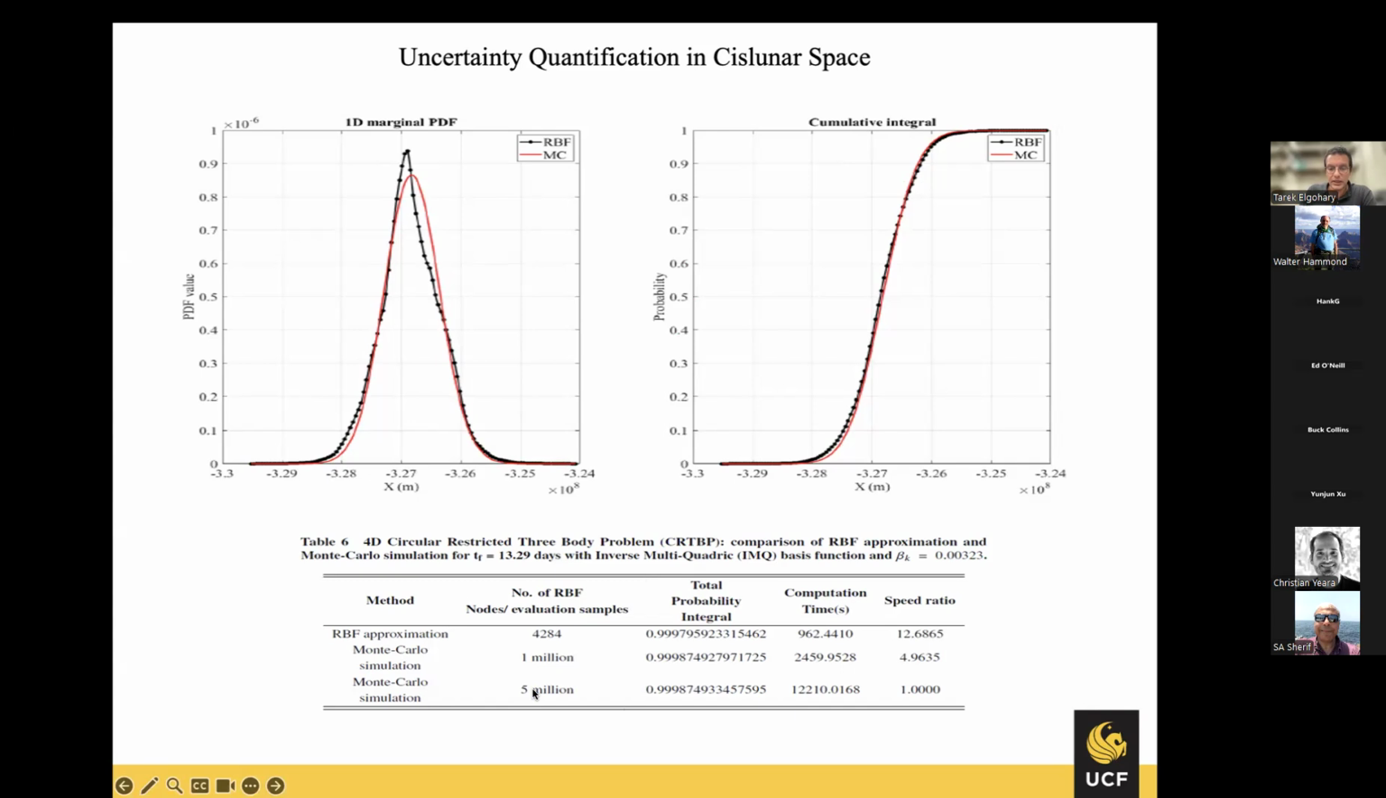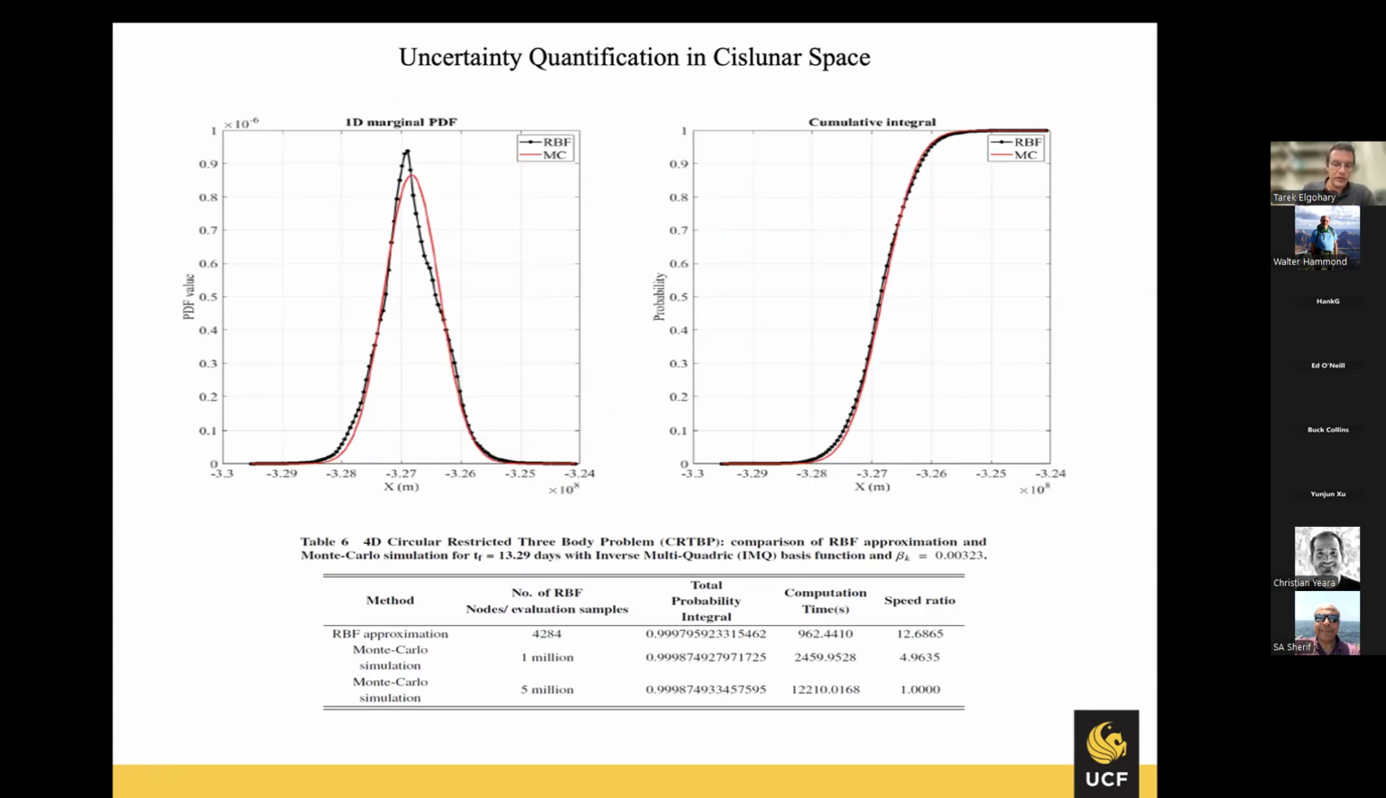Now, what I want to highlight here is we can see that if we use a baseline Monte Carlo simulation of about 5 million samples, and we have 1 million samples, we're getting about between 12 and 3x improvement. And this is high fidelity. So we're not losing any information here. This is a way to do high fidelity in a much more efficient way.